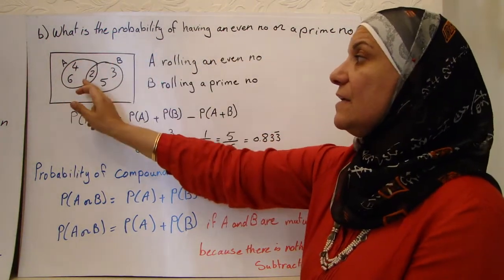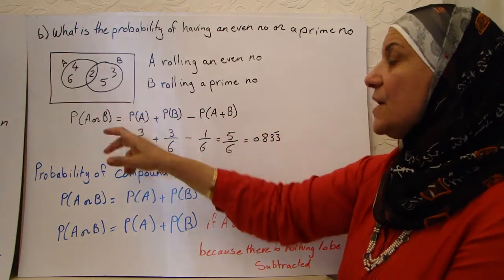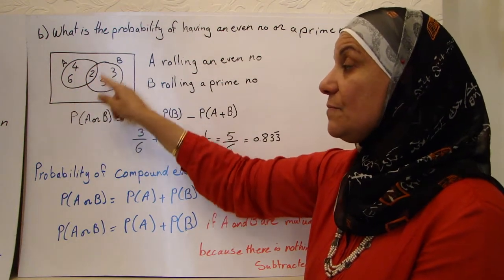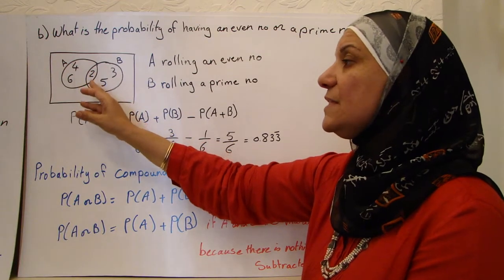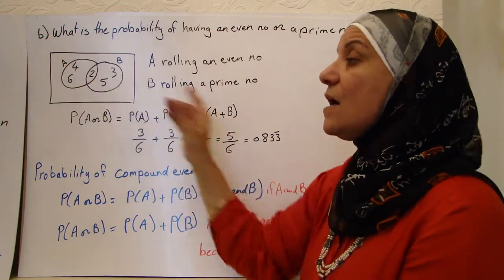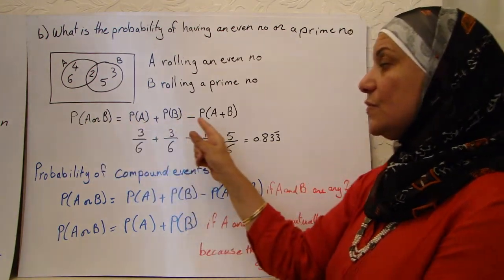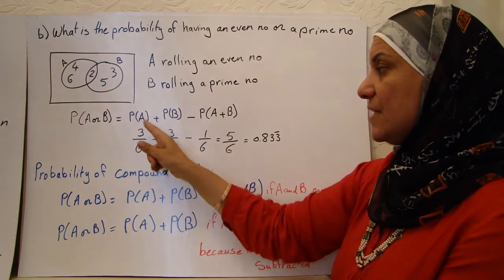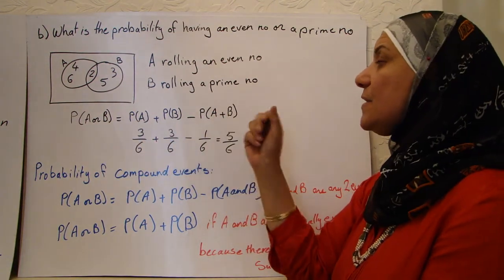So event A is 2, 4, and 6. Event B is 2, 3, and 5. So bear in mind that the 2 is in both of them. This intersection part is not void, has a number in it, which means that those two events are not mutually exclusive. That's why we're going to use a different rule. Probability A or B means probability A plus probability B minus the part in the middle.